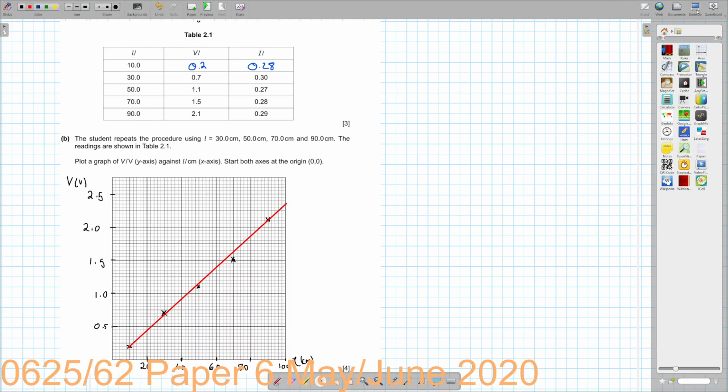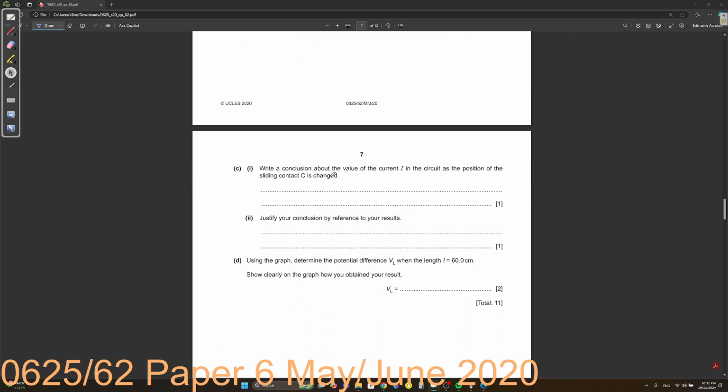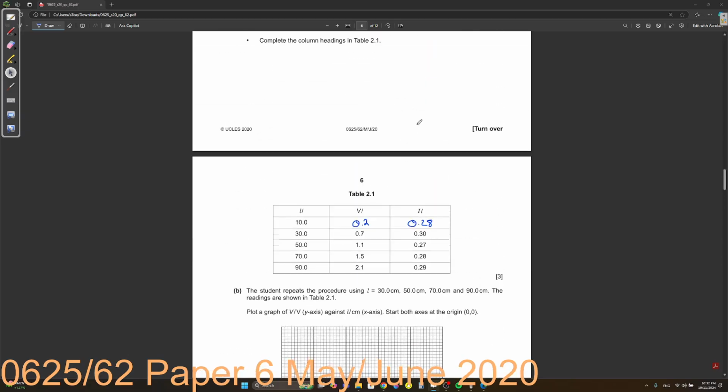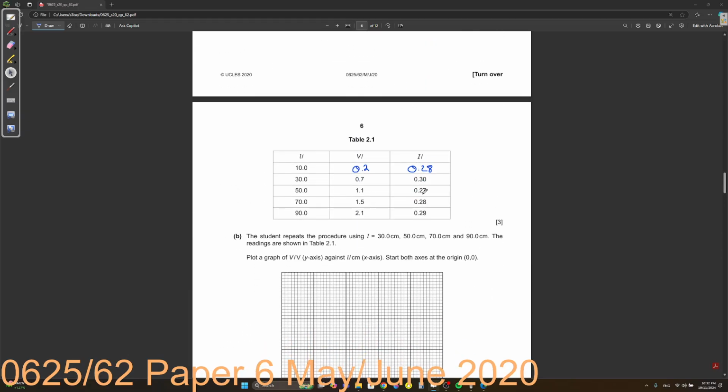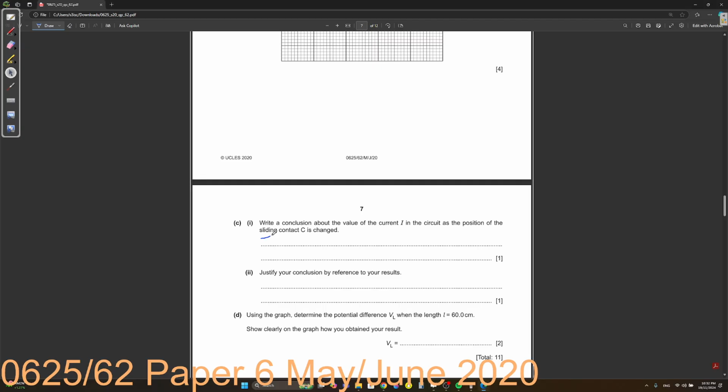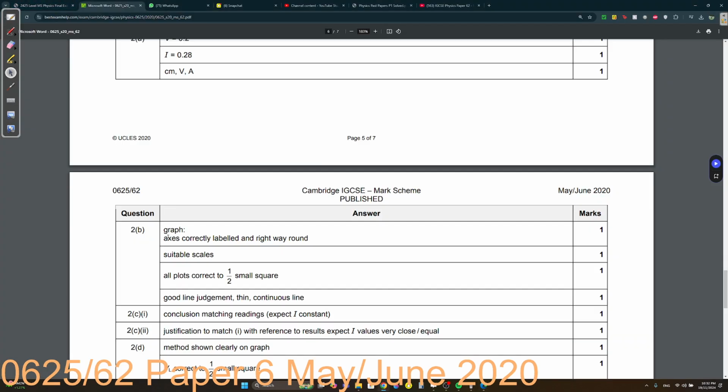Then here they're saying write a conclusion about the value of the current I in the position when the contact is changed. If you look at I, it's almost constant. Like it's almost constant. So I is almost constant. Let's check the marking scheme for this.